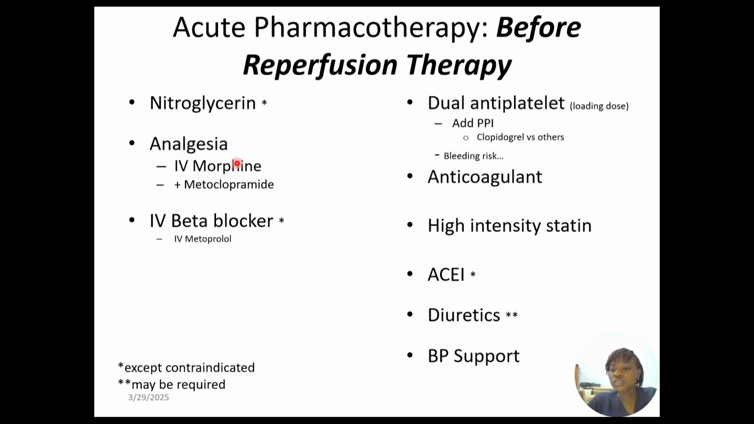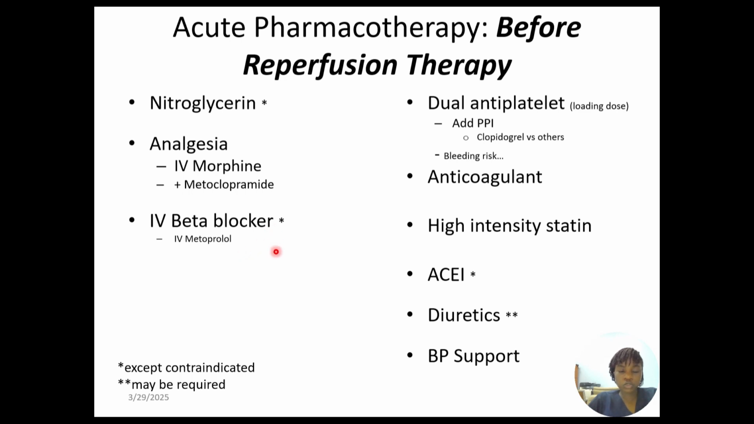Adequate analgesia must be ensured, and IV morphine is recommended. IV morphine will also help with anxiety and also acute pulmonary edema for those who have this complication. Metoclopramide should be added in order to manage the adverse effects of morphine, which is nausea and vomiting. IV beta blockers, cardioselective group is recommended, and this helps to reduce the myocardial oxygen demand and in turn reduce the myocardial ischemia burden. So IV metoprolol is recommended here.